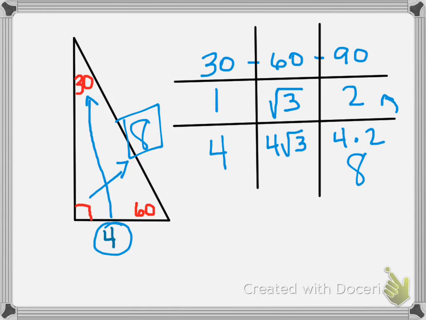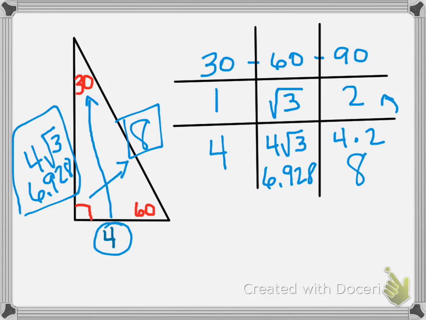And if we did calculate it out, we get approximately 6.928. So you can leave it either way. The 4 times the square root of 3 is a more exact answer. 6.928 is rounding a little bit. But you can see, if you can set up your chart, it becomes very simple to do.